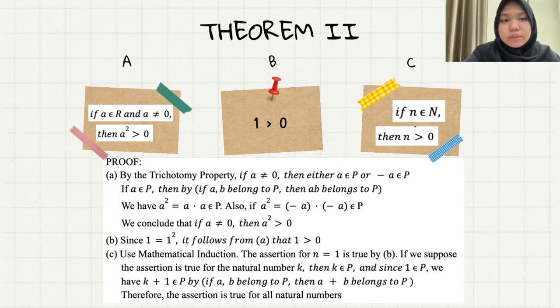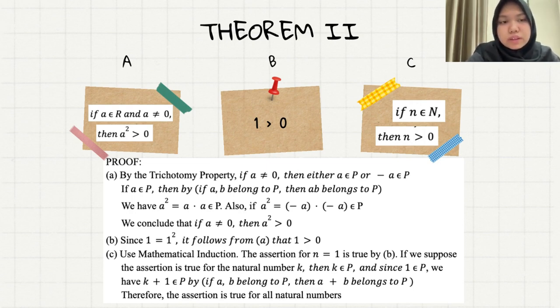For the second theorem, we have three. First, if a is in R and a is not equal to 0, then a squared is more than 0. For b, 1 is more than 0, and for c, if small n is in N, then small n is more than 0. So what is the proof?